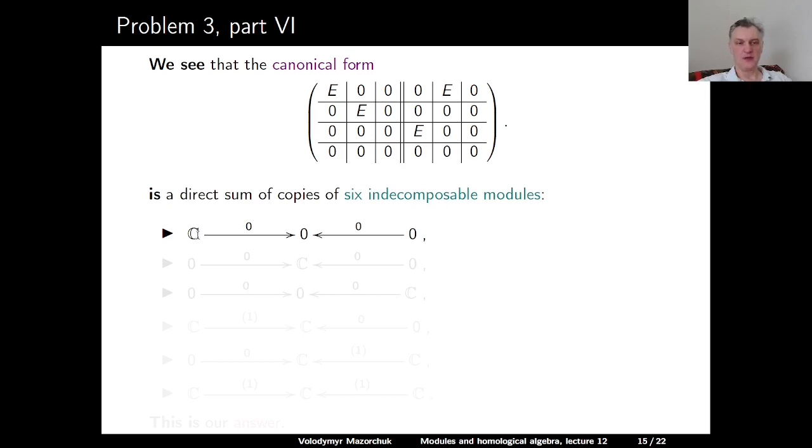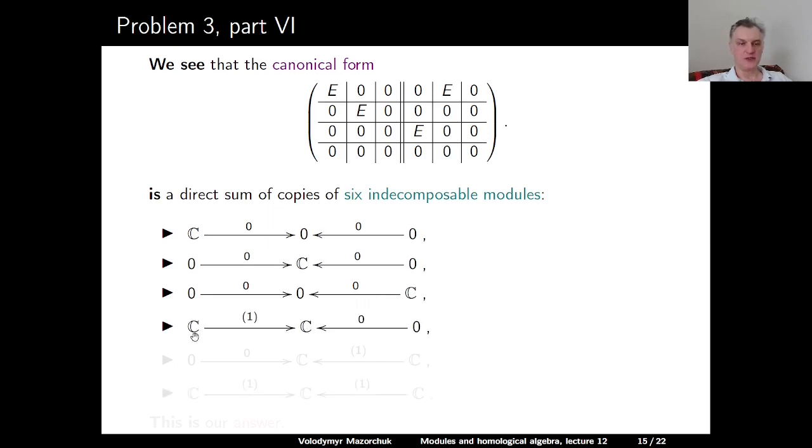First, we have the simple module in the vertex 1, so it's one-dimensional at that vertex, zero-dimensional everywhere else, and all operators are 0. We have the simple module at the vertex 2, it's one-dimensional there, zero-dimensional everywhere else, and all the maps are 0. And similarly, we have the simple module at the vertex 3, so it's one-dimensional there, zero-dimensional everywhere else, and all maps are 0. Next, we have the indecomposable module, which is one-dimensional at vertices 1 and 2, and the corresponding arrow between 1 and 2 is given by the identity linear operator. It is zero-dimensional at vertex 3, and the second arrow is a 0 map.